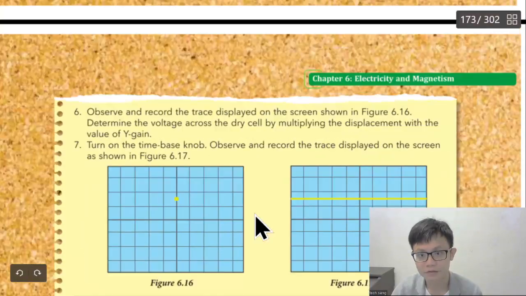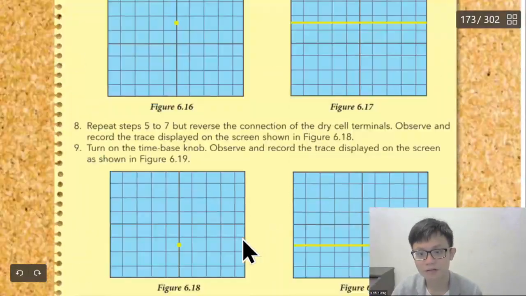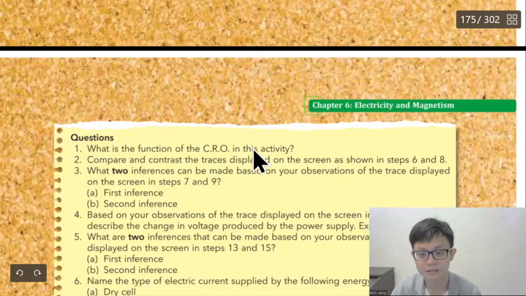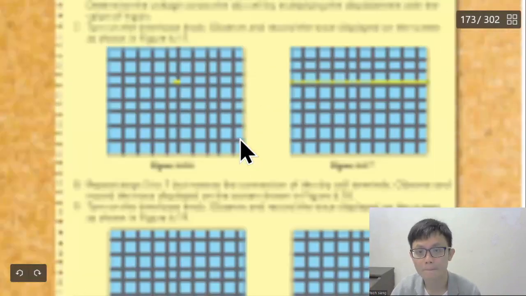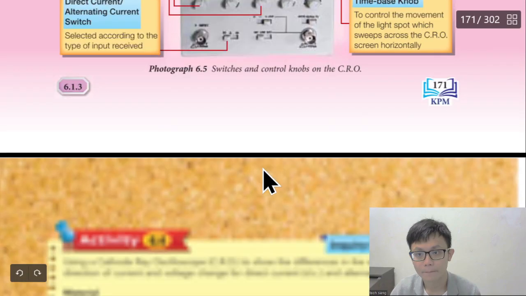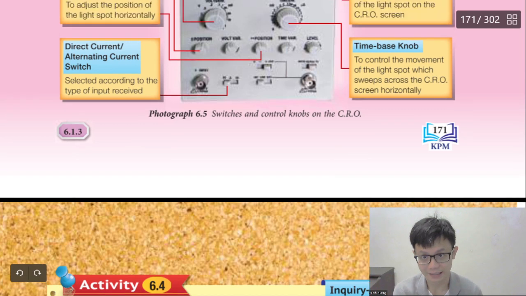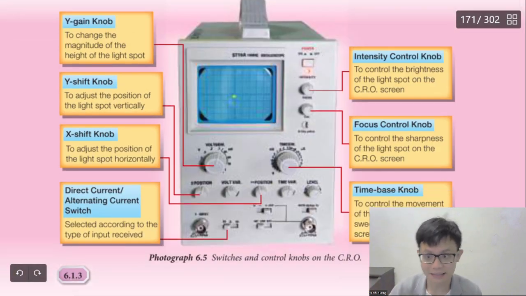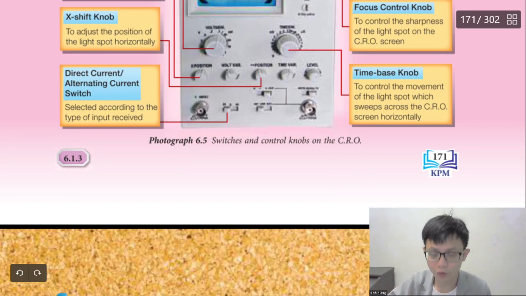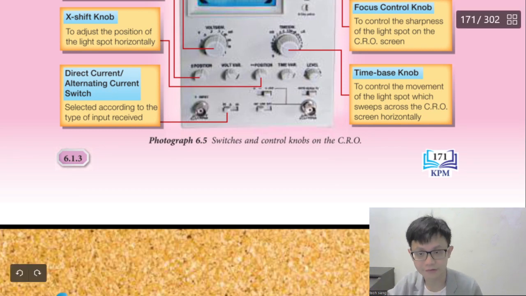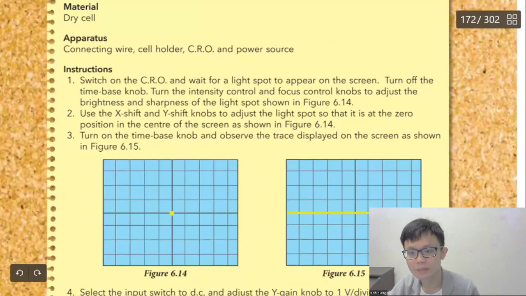Okay, here the book didn't show any notes, it straight away asks you to do the example. This thing is actually for you to see the electricity. By using this, you can see whether it is AC or DC, you can see the volt, the frequency, the amplitude, and so on, and whether the electricity is stable or not. Basically here, they want you to adjust the X shift and the Y shift.